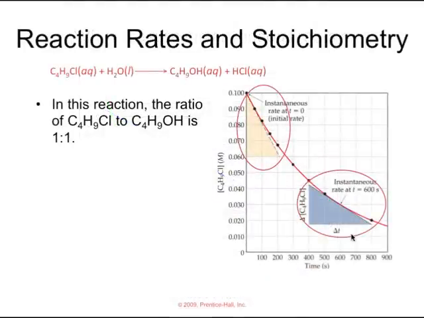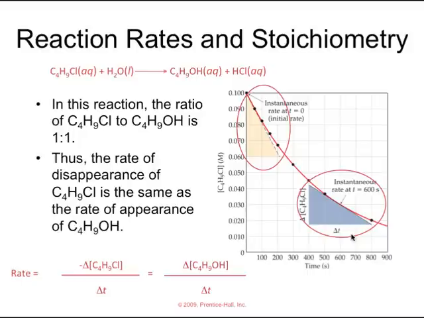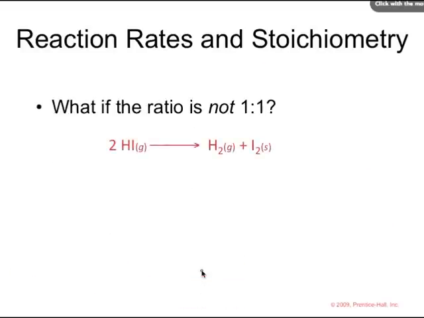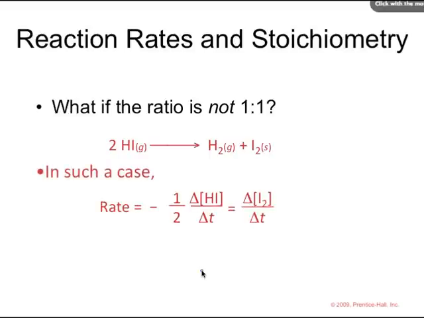So how do we relate these to stoichiometry? Well, in this reaction, the ratio of butyl chloride to butanol is 1 to 1. So the rate of disappearance of that reactant is equal to the rate of appearance of the alcohol. It's 1 to 1. What happens if the ratio is not 1 to 1? We can relate these things using the coefficients in the equation.